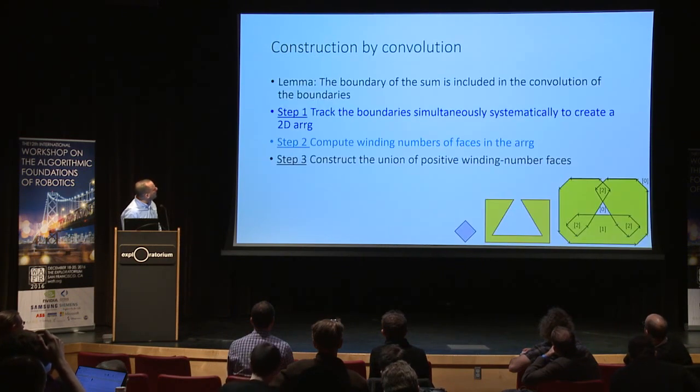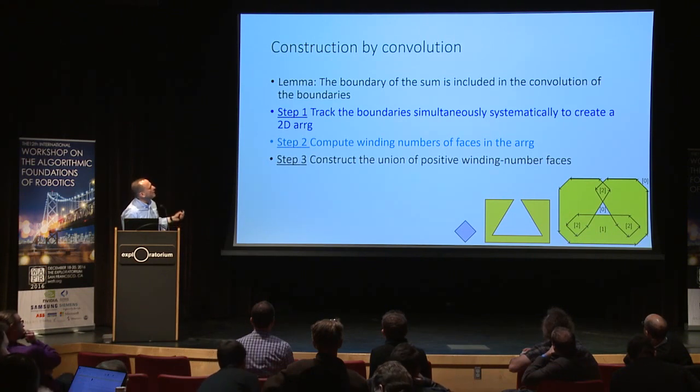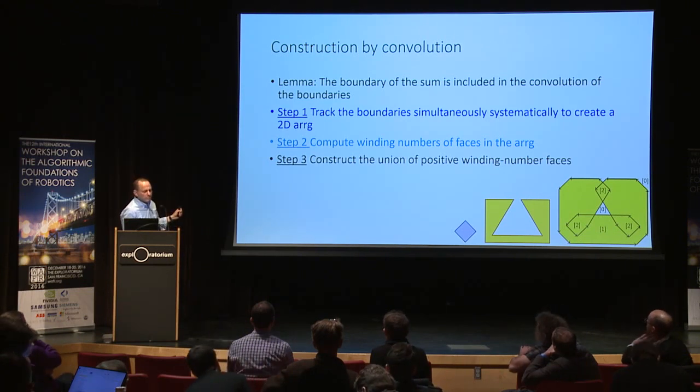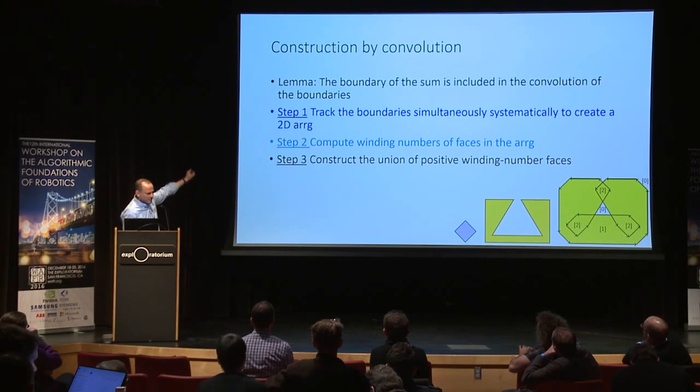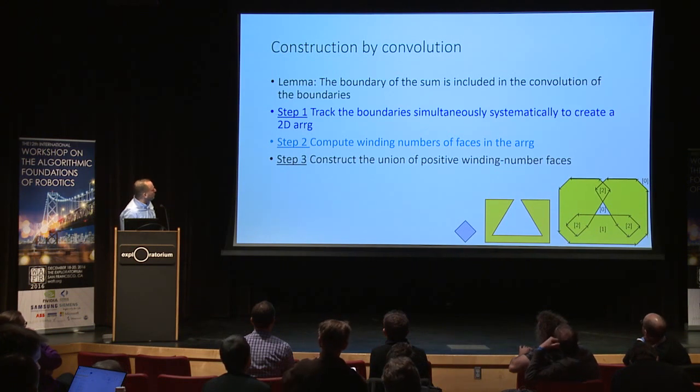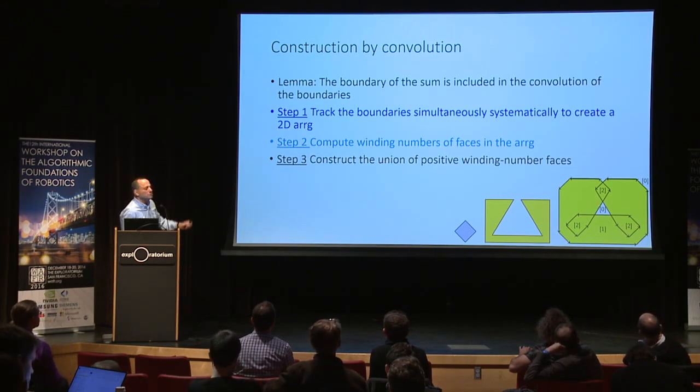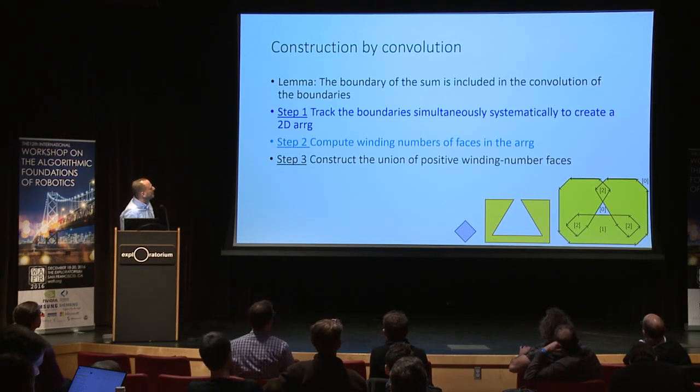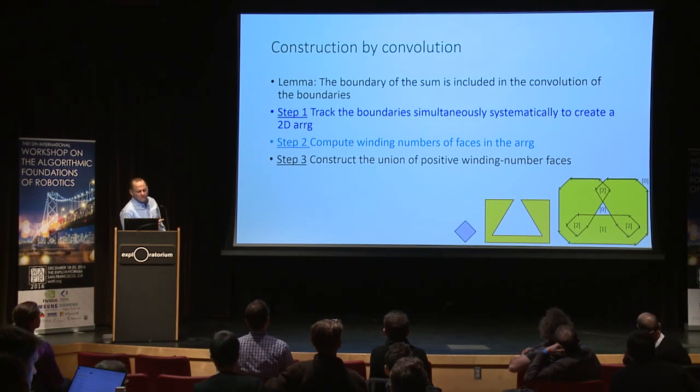And what we know is that the boundary of the sum is included in the convolution of the boundaries. This is, in effect, a very easy fact to show. What do we do? We trace the boundaries simultaneously to create a two-dimensional arrangement of curves, like here. We compute the winding numbers of faces in the arrangement. Don't worry if you don't know what winding numbers are. You have an example here. And you take the union of faces with positive winding numbers, and this is the Minkowski sum. This is rather difficult to do.